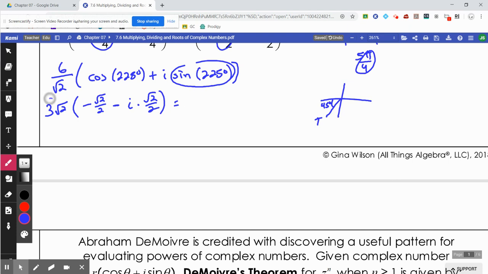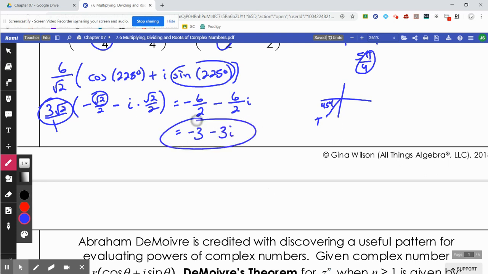We now have to distribute the 3 root 2. 3 root 2 times root 2, this is over 1. 3 root 2 times root 2 will be 3 times 2, which will be a negative 6 over, and then you got a 2 on bottom. And you're going to get the exact same thing when you multiply the second one. It'll also be 6 over 2 with the i, and we know that 6 over 2 will be negative 3. So you have negative 3 minus 3i, and there is your complex number.